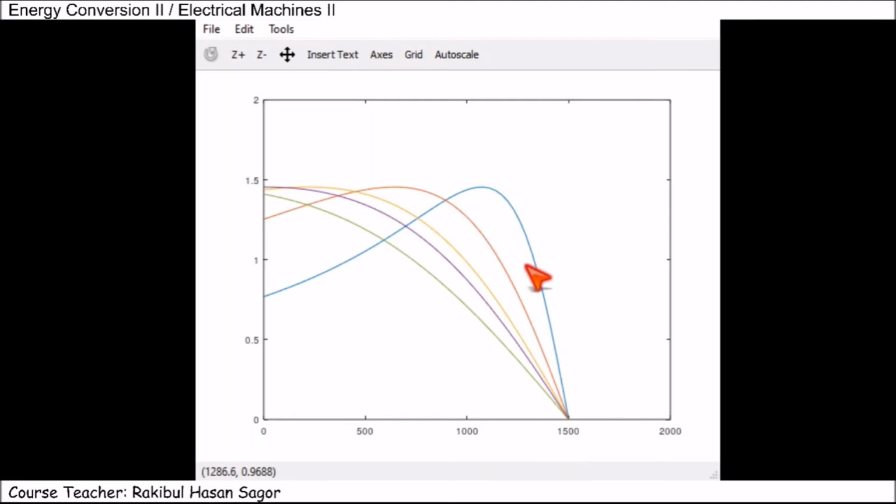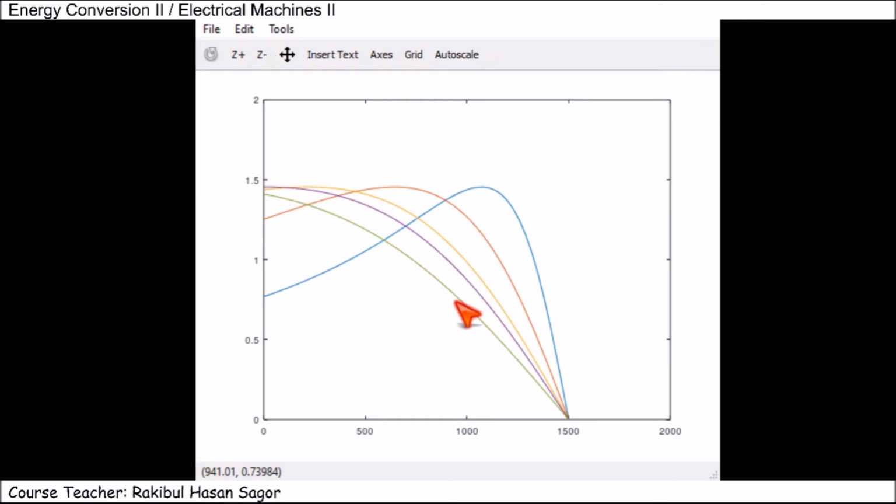We have got different plots. We can see as we increase rotor resistance, initially for R2 equal to 0.2, this was the figure. Then for R2 equal to 0.4, the starting torque increases. Then for R2 equal to 0.7, the maximum torque acts as starting torque. Then for R2 equal to 0.9, it starts decreasing. So we have got the idea how it looks.